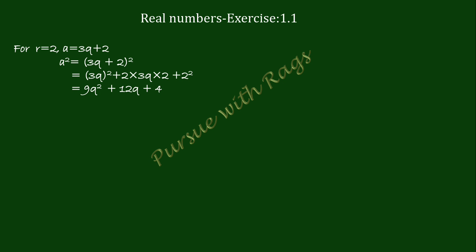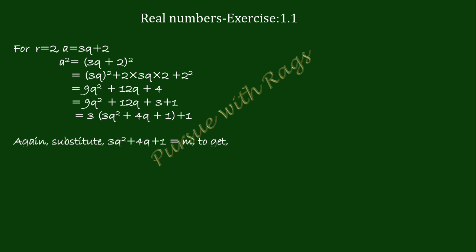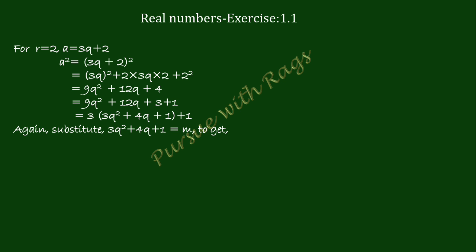Here we are going to split the last term 4 as 3 plus 1. So you will get 9q square plus 12q plus 3 plus 1. When you see the first 3 terms, 3 will be common. That is, the coefficients will be multiples of 3. So take the 3 commonly outside from the first 3 terms. You will get 3 into 3q square plus 4q plus 1, plus 1. So here instead of the 3q square plus 4q plus 1, we are going to substitute one integer m. So the equation will become a square is equal to 3m plus 1.